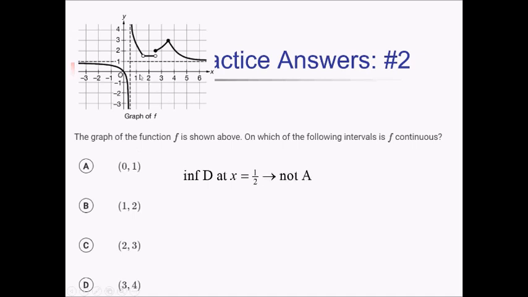Next, I notice that we have a hole, a removable discontinuity at 3/2. That rules out the interval from 1 to 2, so choice B is gone. We next have a discontinuity at 5/2. This is a jump. That's going to rule out the interval from 2 to 3, so choice C is gone. And that just leaves us with choice D. Just looking at the graph here, we see that there are no breaks in here. There's this cusp, but that's not going to affect continuity. So choice D it is.